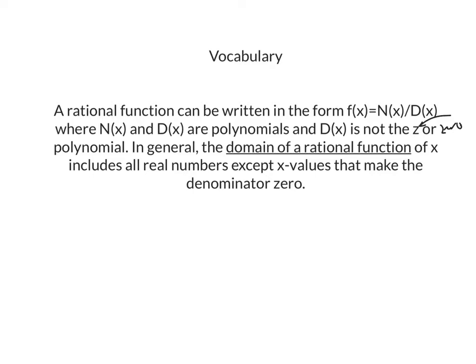In general, the domain of a rational function of x includes all real numbers except x values that make the denominator 0. And we've talked about that before when we've talked about domain and range. Remember, essentially that last sentence is x such that x is all real numbers except x equal to whatever number would make the denominator 0. So that's essentially what that is.